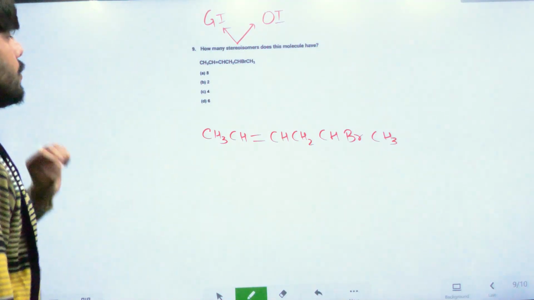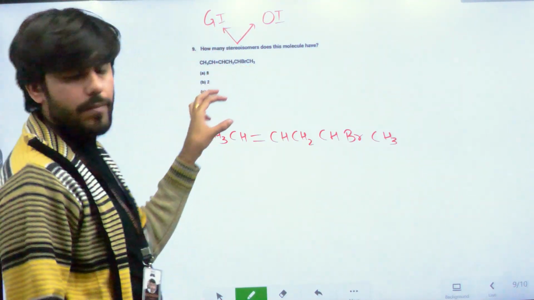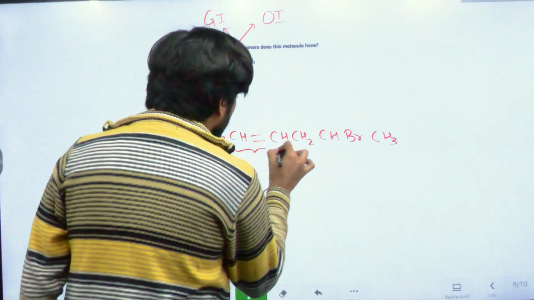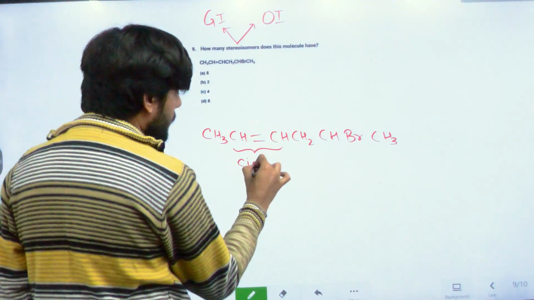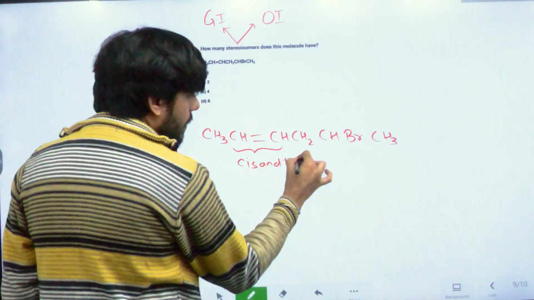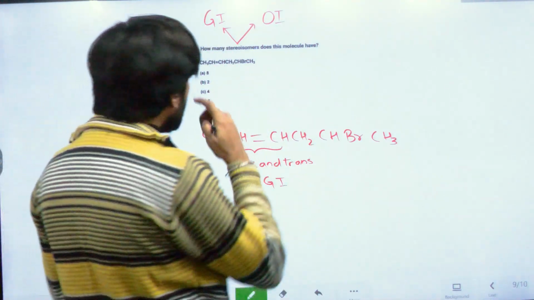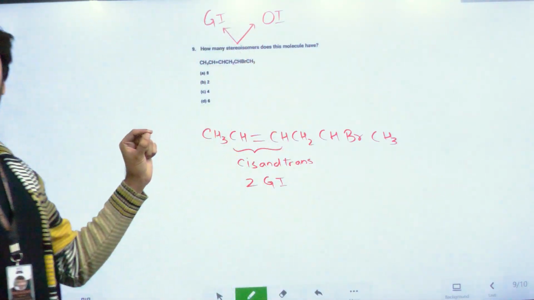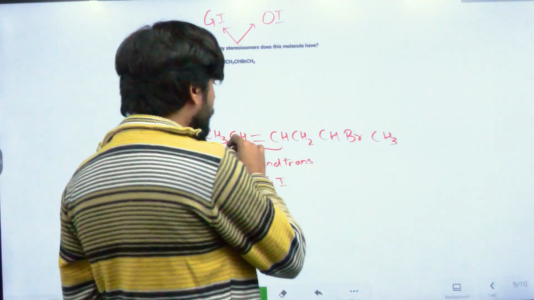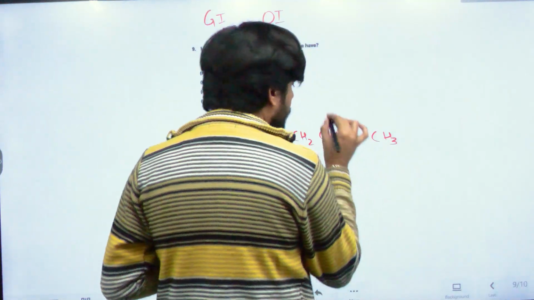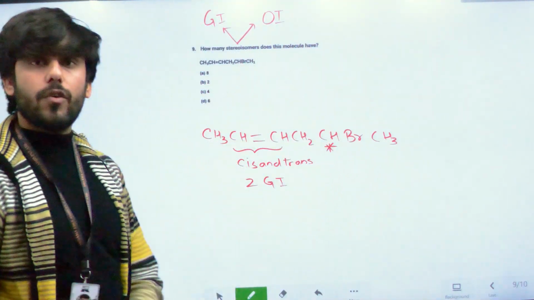So, geometrical isomers. Geometrical isomerism is basically cis-trans isomerism. Here we have a double bond, so there is a possibility of cis and trans. So we have two geometrical isomers. Plus, for optical isomerism, we need to check for a chiral carbon. Is there any chiral carbon? We see that this particular carbon is chiral because all four groups are different. The four valencies of carbon are different.